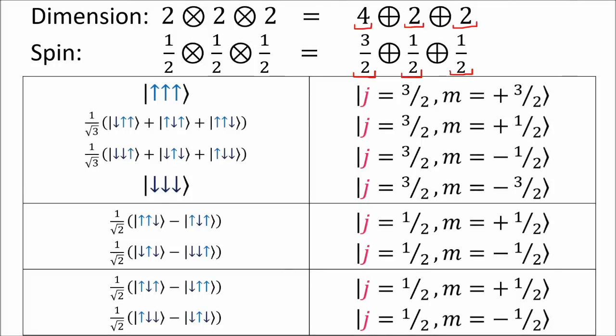We can see all the irrep basis vectors here. For the spin 3/2 irrep, we get 4 basis vectors. And for each of the spin 1/2 irreps, we get 2 basis vectors.